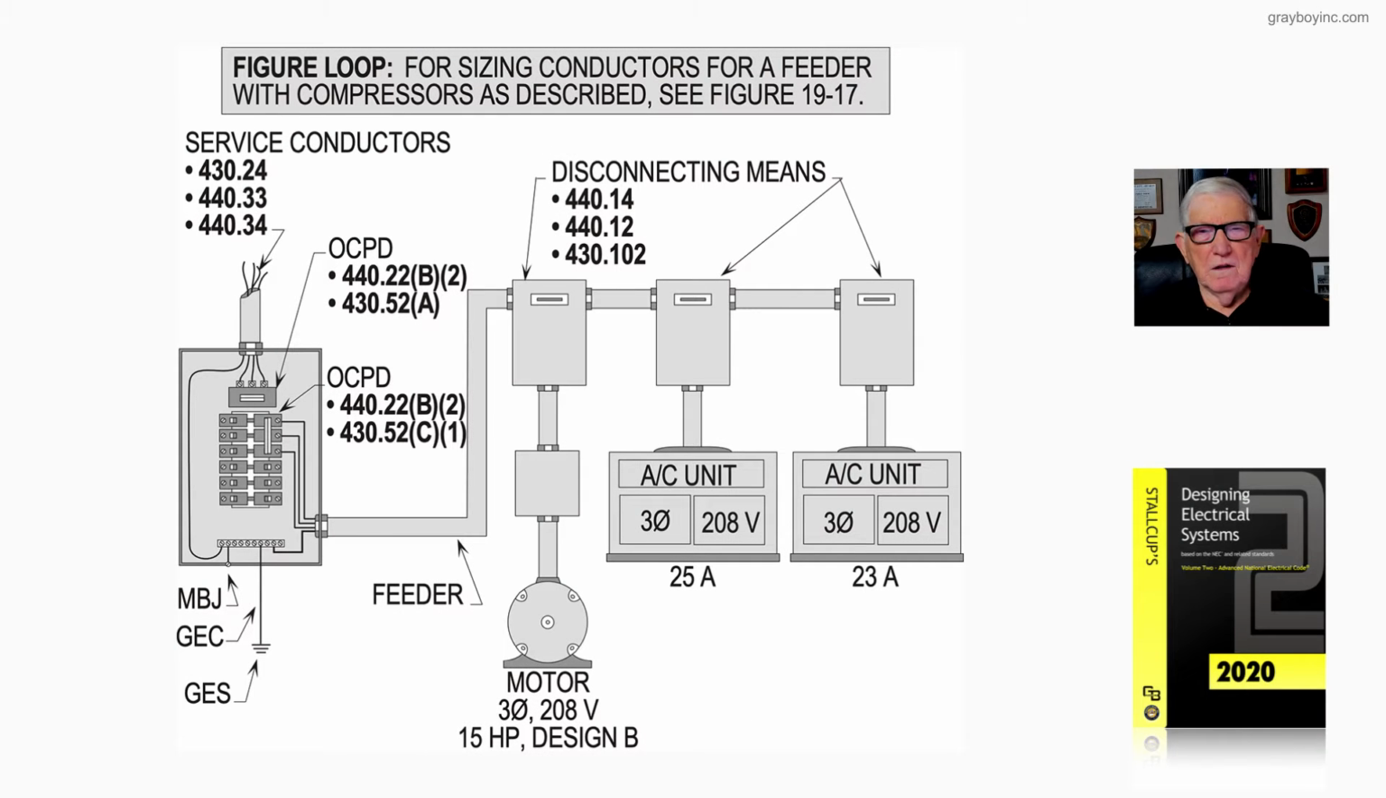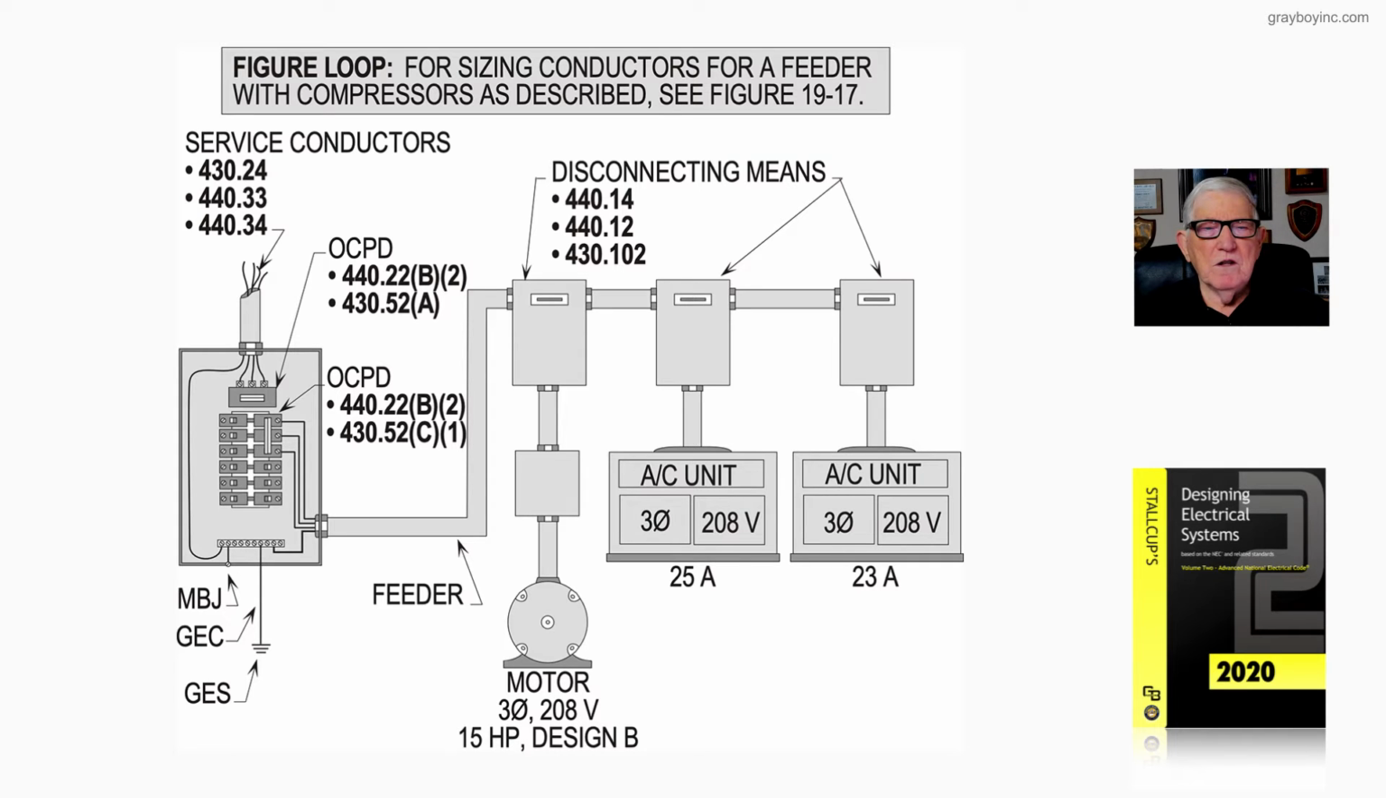Now, figure 19-12 deals with sizing the overcurrent protection device for a feeder to allow a motor and other units, such as AC units, to start and run. Notice other loads could also be added in here if necessary for such a feeder. Now, if you wanted to size the conductors, you see figure 19-17. And that figure would show and illustrate how to size the conductors if need be.